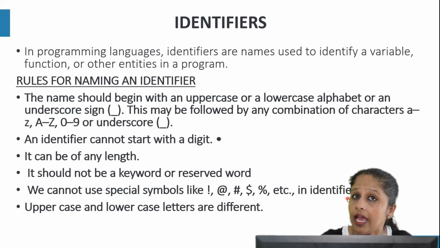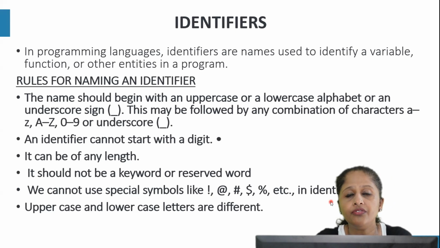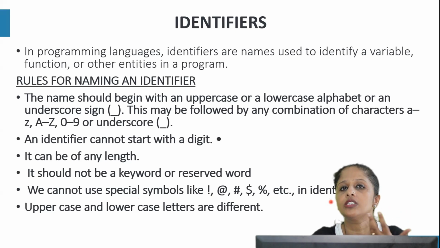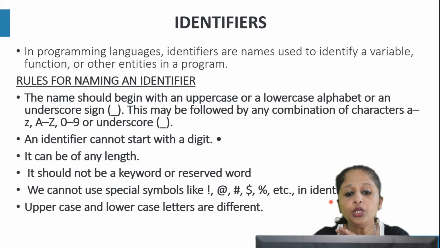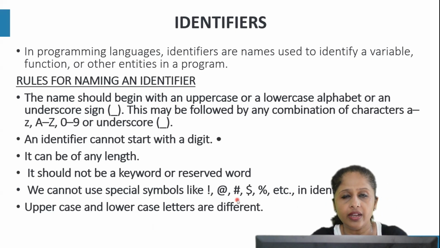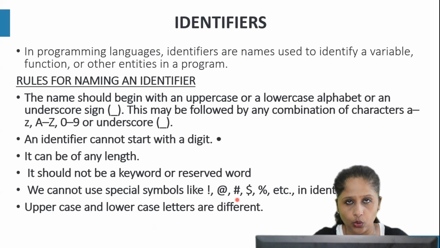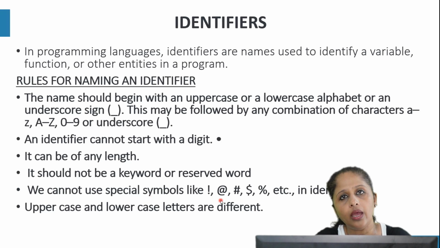percentage, etc. in identifiers. See, don't confuse this one with the character set. In character set, I told you you can use all the symbols. But for naming an identifier, you are giving a variable name or something like that. For that, we cannot use any special symbols like this one. You can use only one special symbol, that is underscore. Only underscore can be used as a special symbol in an identifier. Don't use any other symbols for identifiers.